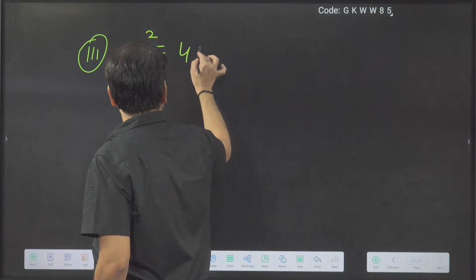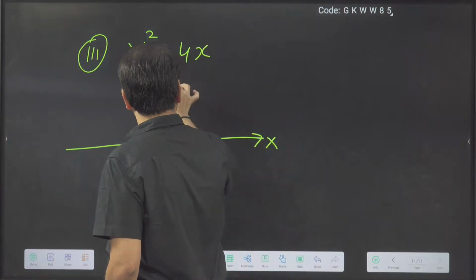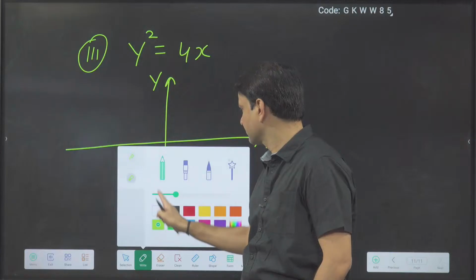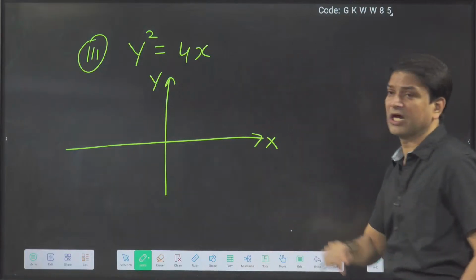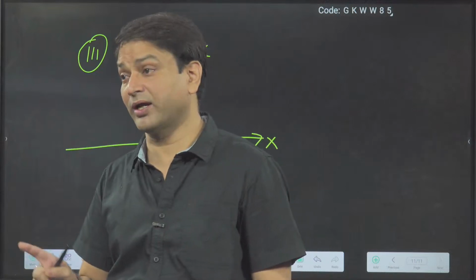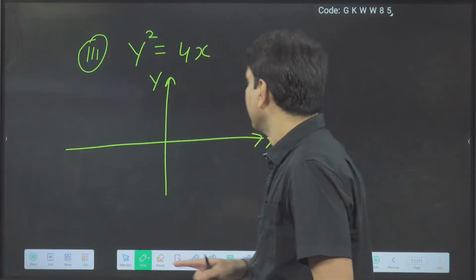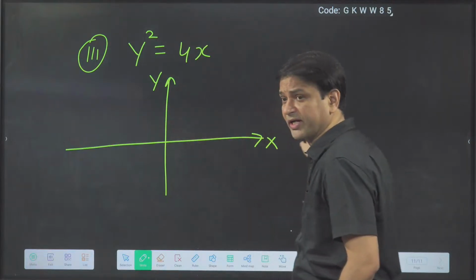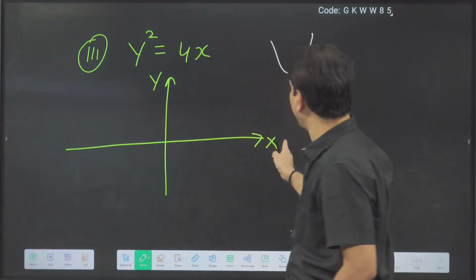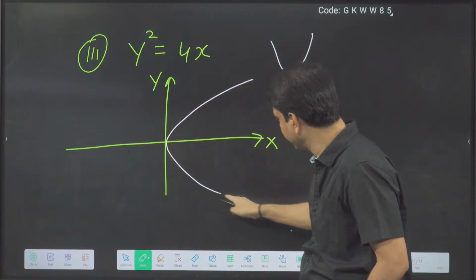Suppose I have given y square is equal to 4x. What will be the graph? Now the equation has y square. Y square means symmetric about x. So now the x axis will work as a mirror. The same shape I have to take with the x axis as a mirror. Then what we will do? Like this, and the same below.